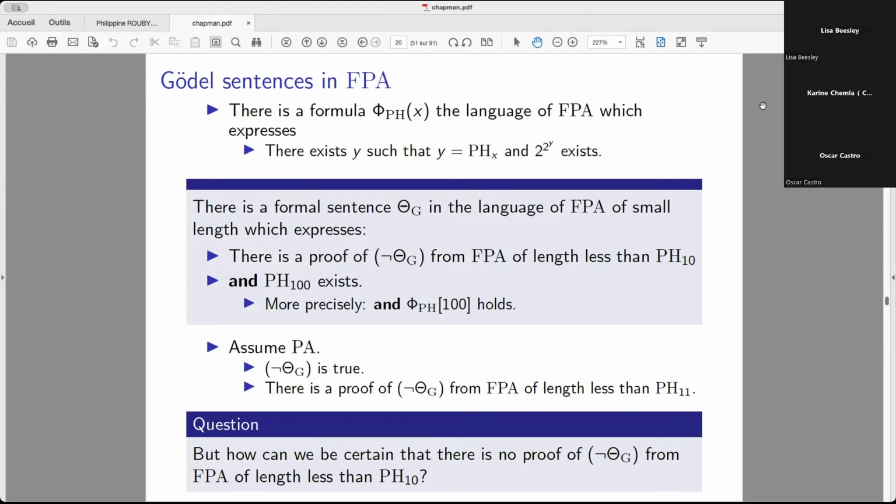Well, if you assume PA, not theta G is true, otherwise PA is inconsistent, I mean, much worse. And you can also prove that there's a formal proof of not theta G from FPA of length less than PH11. Remember, theta G says there's a proof of my negation of length less than PH10. Well, you can have a proof of length less than PH11, but that's not a contradiction. How can we be certain that there is no proof of not theta G from FPA of length less than PH10?